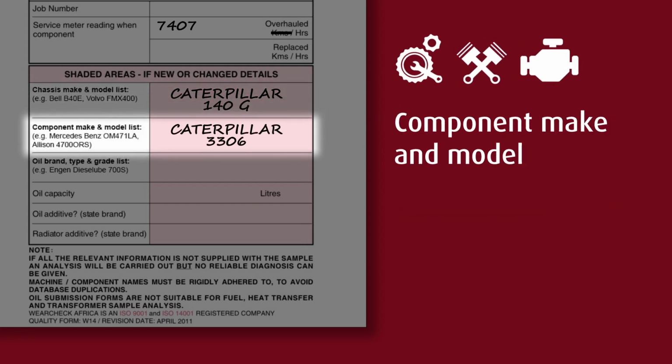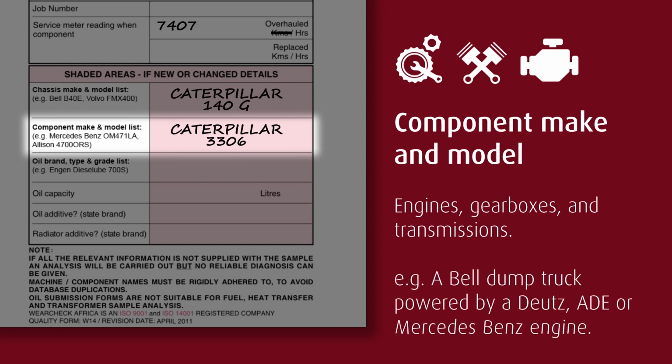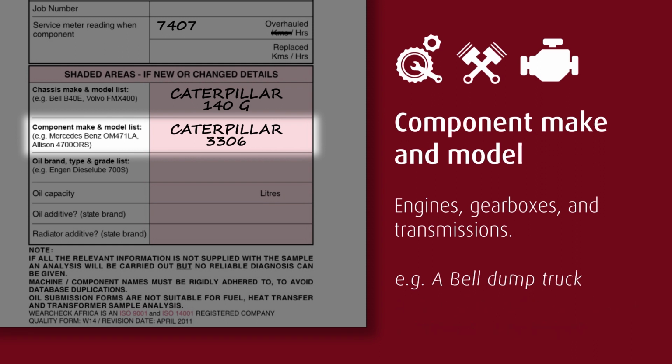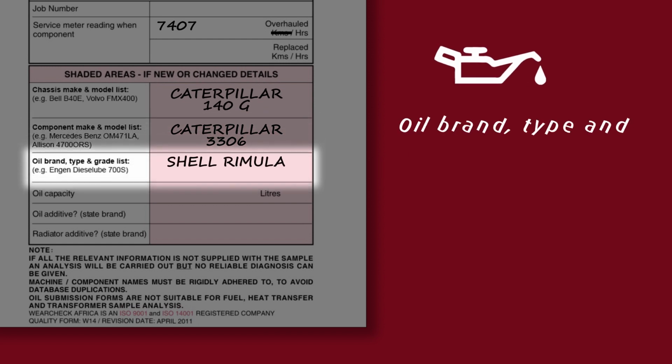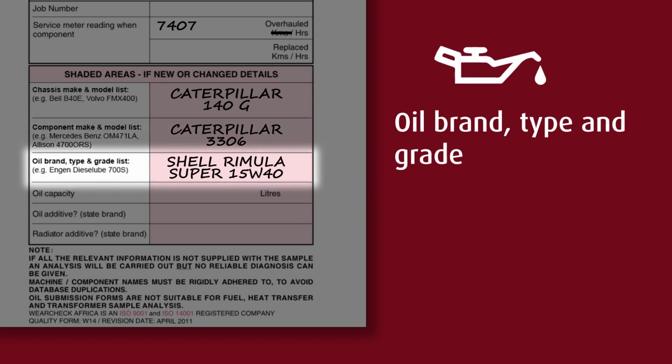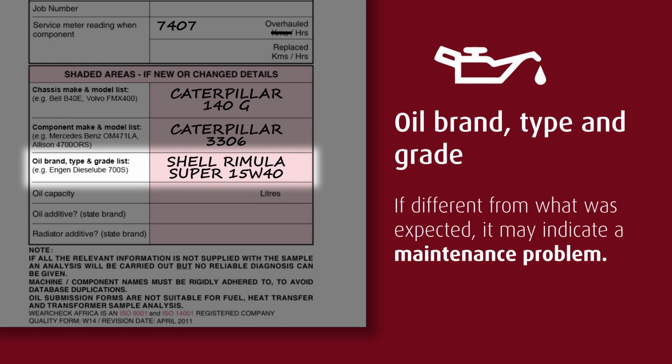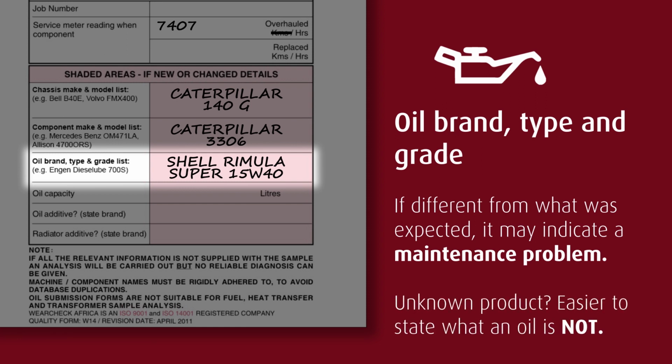The component make and model are just as important as the vehicle details, particularly when it comes to engines, gearboxes, and transmissions. A Bell articulated dump truck could be powered by either a Deutz, ADE, or Mercedes-Benz engine. The oil brand, type, and grade are also important. If the brand and grade are different from what was expected, it may indicate a maintenance problem. It is also a lot easier to state what an oil is not, rather than identifying an unknown product, as many products are very similar.